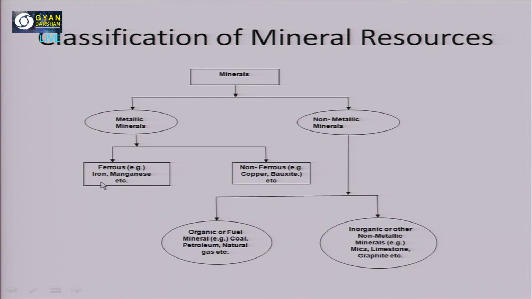Examples are iron, tungsten, manganese, nickel, etc. And the non-ferrous metallic minerals are those which don't have iron content in them. Some of the important non-ferrous metallic minerals are copper and bauxite. Now, what are non-metals? Non-metallic minerals are those which do not have metal content in them. They are again divided into two types. One is the organic or fuel minerals like coal, petroleum, natural gas. These are the minerals which are derived from organic remains of plants and animals. And non-metallic inorganic minerals are those which do not contain organic matter in them. The classification and definition of all these different types is very easy, and just by reading the names you can identify their characteristics.